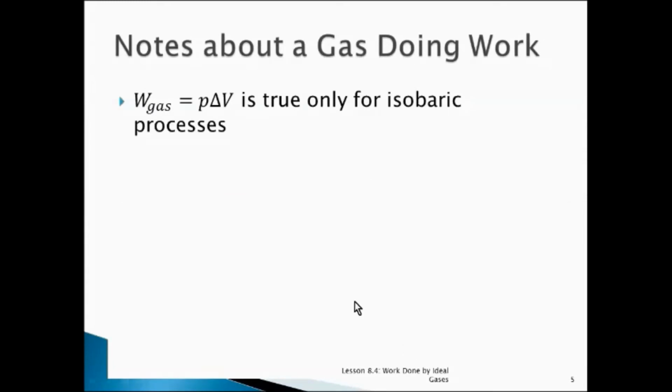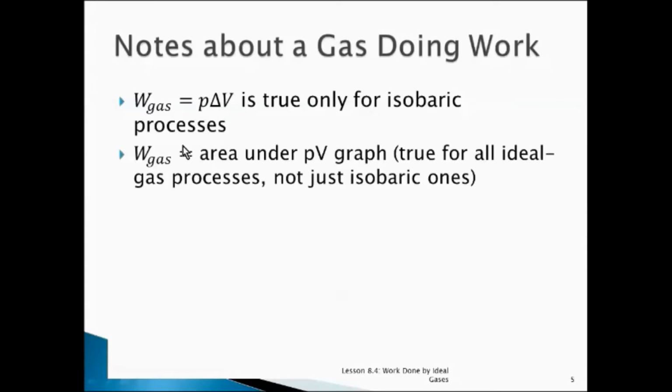So just a couple of notes to remember about when we use this kind of work. The work done by a gas is P delta V. This equation right here is only true, we talked about an isobaric process, so only when the pressure is constant. If the pressure changes, the work is going to be different. But when we look at the area under a graph, that is true for all ideal gas processes, so not just isobaric ones. So the general rule is you can do the area under the graph. If you know the pressure is constant, you can use this equation.